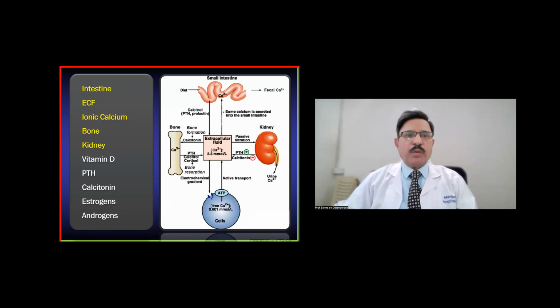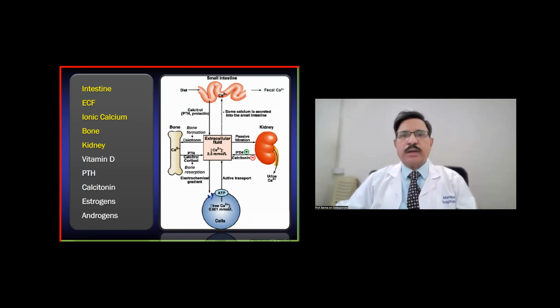Okay. Now, you have got the intestines, the ECF, the ionic calcium, the bones, the kidney. These are the areas in which they are operating. Hormones are vitamin D, PTH, calcitonin, estrogen, androgen. Women are protected from osteoporosis until they attain menopause because estrogens are positive on bone health. Once they reach the post-menopause stage, and even men, when they get andropause and androgen levels come down, then they are more prone to osteoporosis.